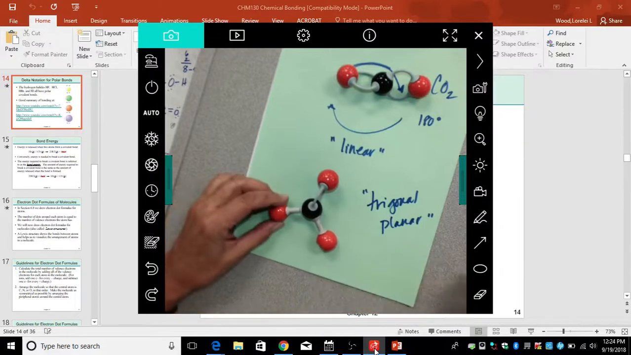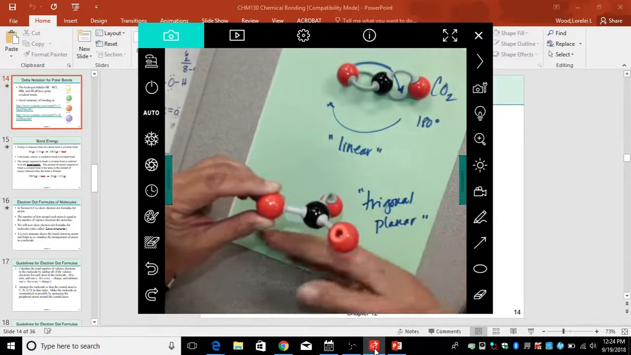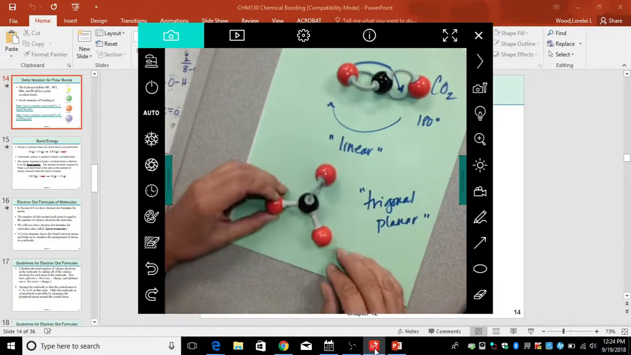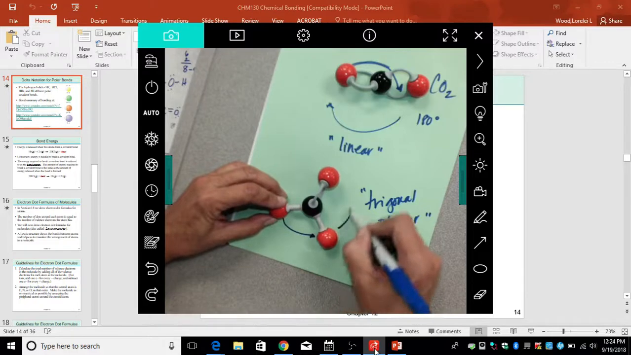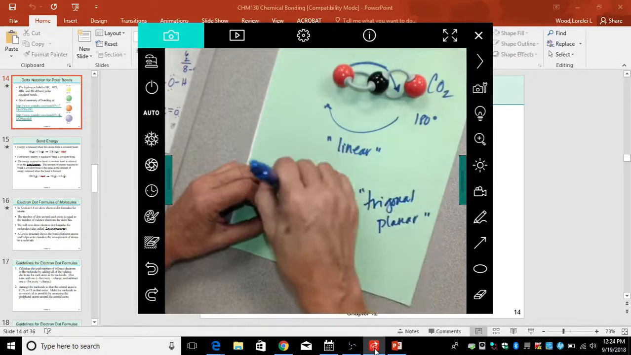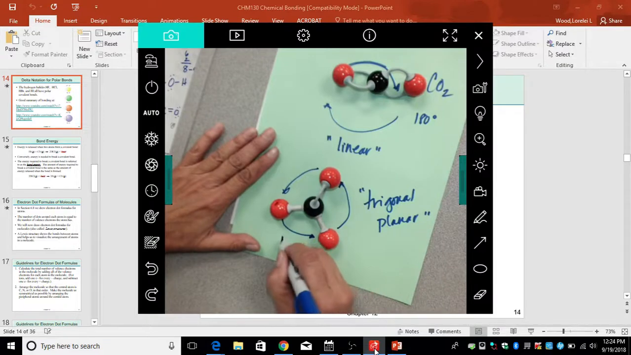Now, the reason that it's trigonal planar is, look, it's in a plane, right? It's flat on the top, it's flat on the bottom, and there's 3 things sticking out of it. So what do you suppose the angle between these is? If it's 360 all the way around, each one, no, not 130, 120.